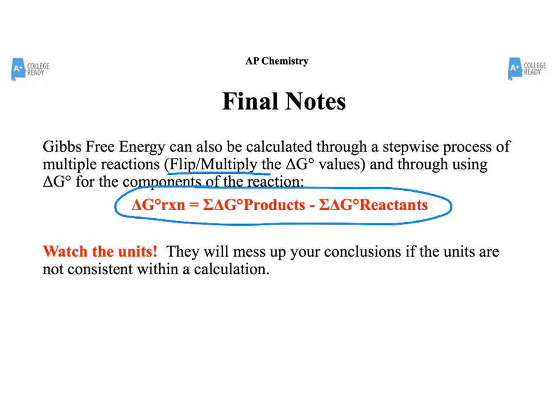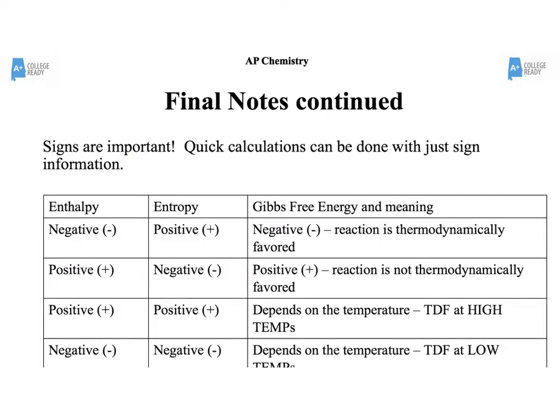The other thing to pay attention to is watch your units. They will mess up your conclusions if your units are not consistent within the calculation. So don't lose your units or mess up your units. Watch out for delta H's being in kilojoules, delta S being in joules, delta G's being in kilojoules. Pay attention to those kinds of things. Signs are important, so make sure you can do quick calculations with just signs.